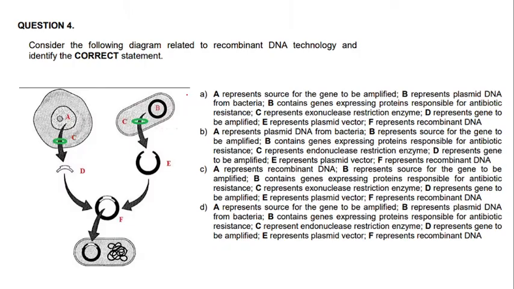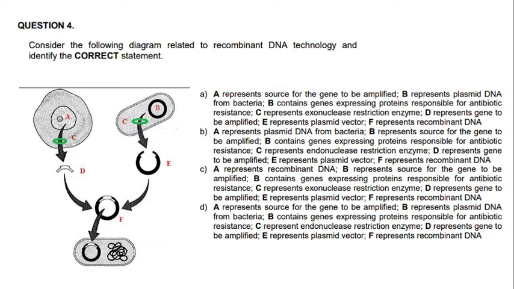Okay, so next question. Consider the following diagram related to recombinant DNA technology and identify the correct statement. Here they have given a schematic diagram which represents the DNA technology, and they have labeled the steps with A, B, C, D, E, F. You need to identify what corresponds to what.